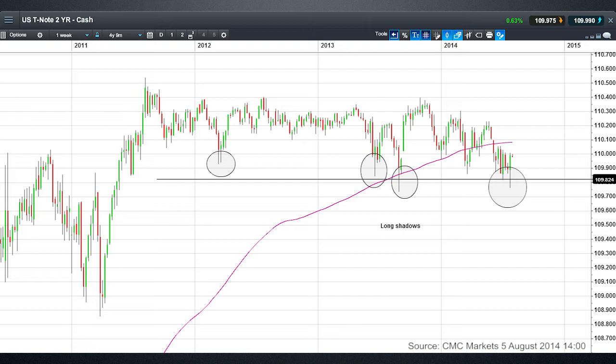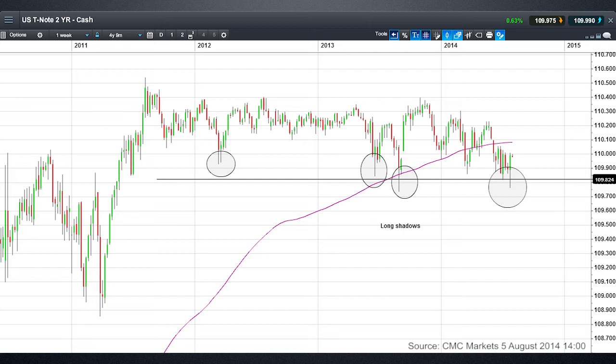Now, when you get a move lower in Treasury prices, you get a spike higher in yields. And we can see in 2012, we've got some very long lower shadows on the weekly candles. We've also got them in 2013 on at least two occasions. And last week, we got a similar sort of move. So the key question, I think, when you're looking at charts and technical analysis is, you look at the past to try and get an indication of what will happen in the future.